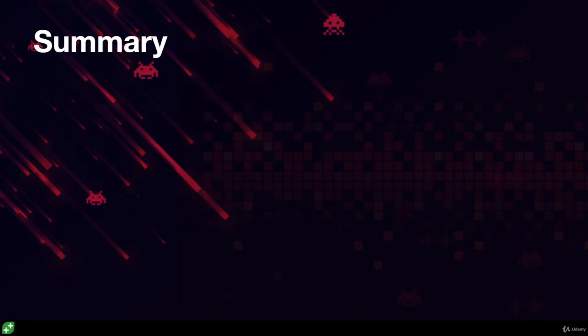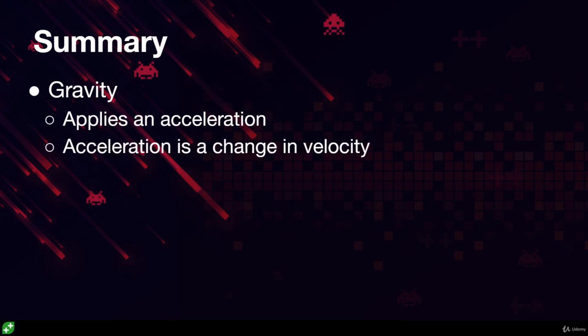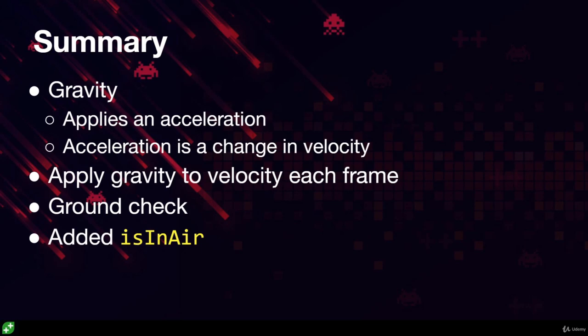Okay, so in summary, we've learned about gravity, and we've learned that gravity applies an acceleration on all objects that are falling towards the ground. We learned that acceleration is a change in velocity, and we learned how to apply gravity to our velocity each frame. We also implemented a ground check so that we can only update the velocity if we haven't yet hit the ground. We also added a Boolean called isInAir that's true when the rectangle is in the air and false when it's on the ground.